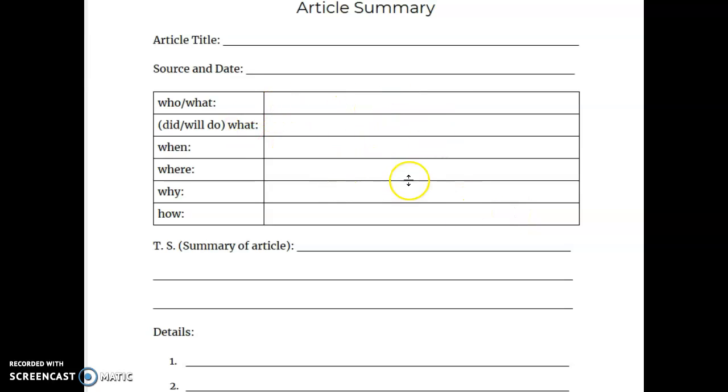After you've completed the summary box, you write your topic sentence. Remember, this has to be a complete sentence, and it basically will be a summary of the central idea of the article.